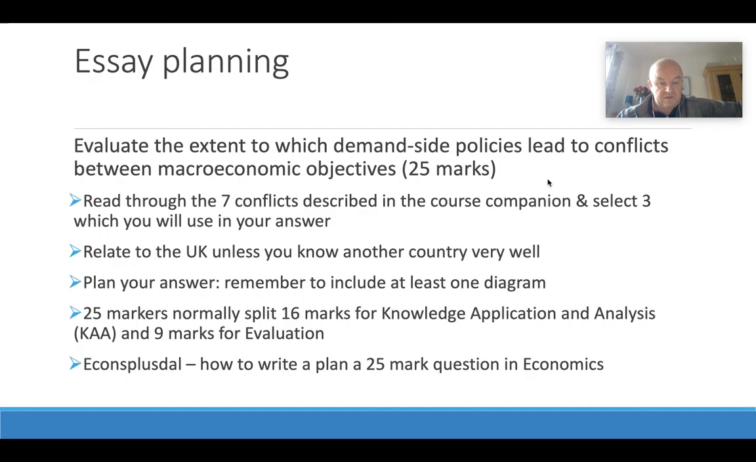So one of the things I'd like you to take a look at, and I've given you some fairly clear views as to how you might go about it, is to take a 25-mark question. In this case, we're considering the conflicts between macroeconomic objectives. And the question is: evaluate the extent to which demand side policies lead to conflicts between macroeconomic objectives.